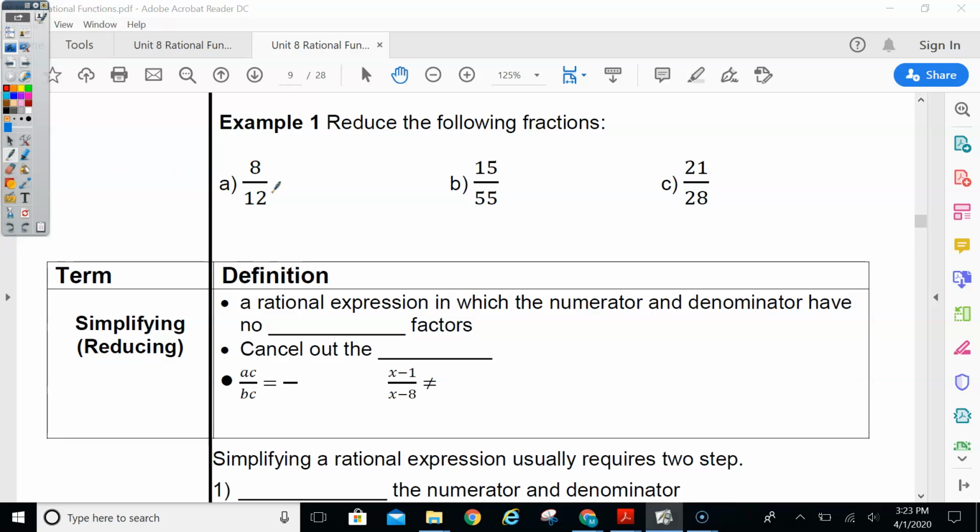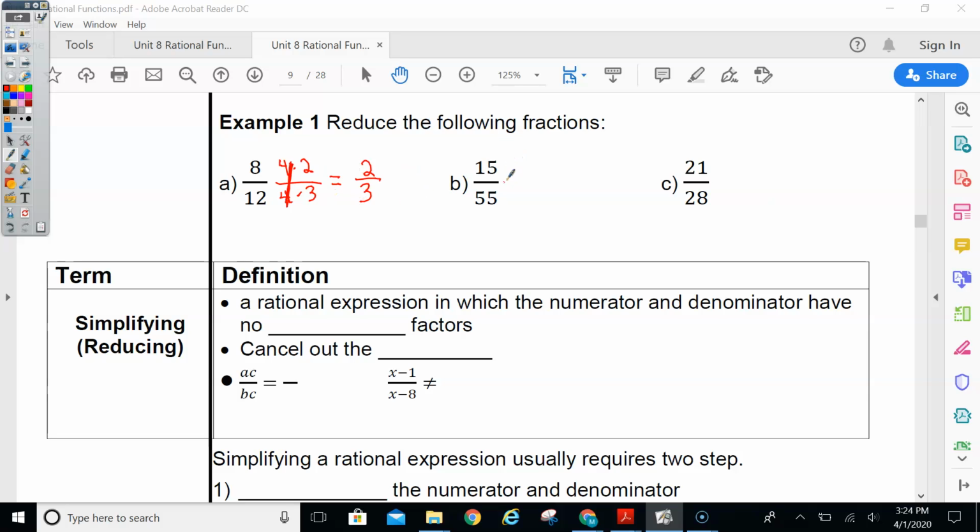Well, we see what we can divide both of them by. We can divide both of them by 2. Not just 2 though, that's not the biggest number we can divide them by. This is 4 times 2, and this one is 4 times 3. So we can divide them both by 4, and we're left with 2 over 3. So whatever's the biggest number you can divide both by is the common factor, and then you reduce.